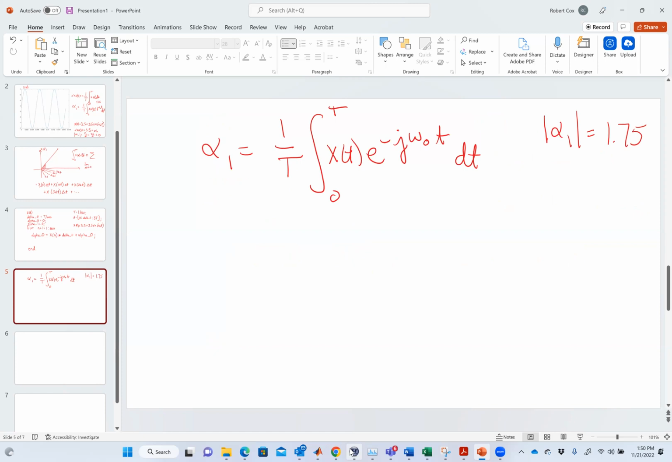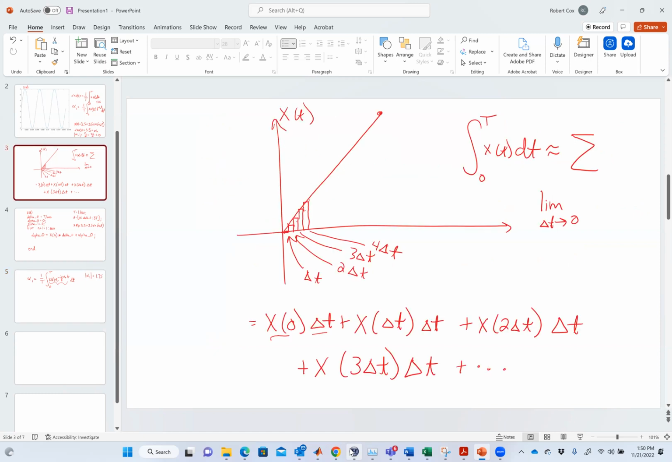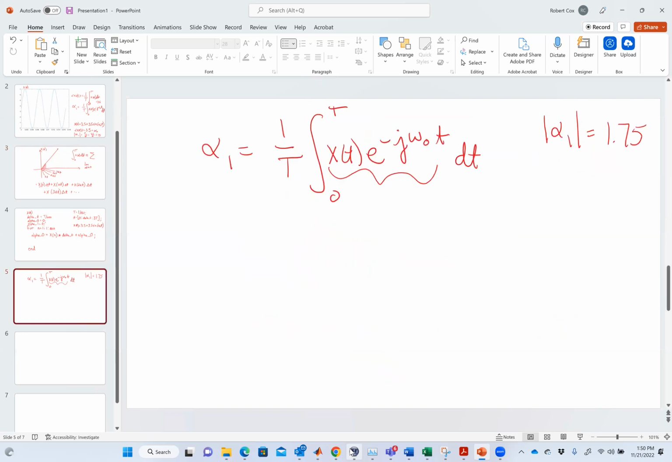So first of all, what's my integrand here? That's the function I'm integrating, so the height of each box is different. Basically what we did here is I was taking the integral of x of t dt, where the height is the value of x of t and the width is delta t. So in this case, what's the height of the function? It's not x of t. It's that whole thing: x of t times e to the negative j omega naught t.